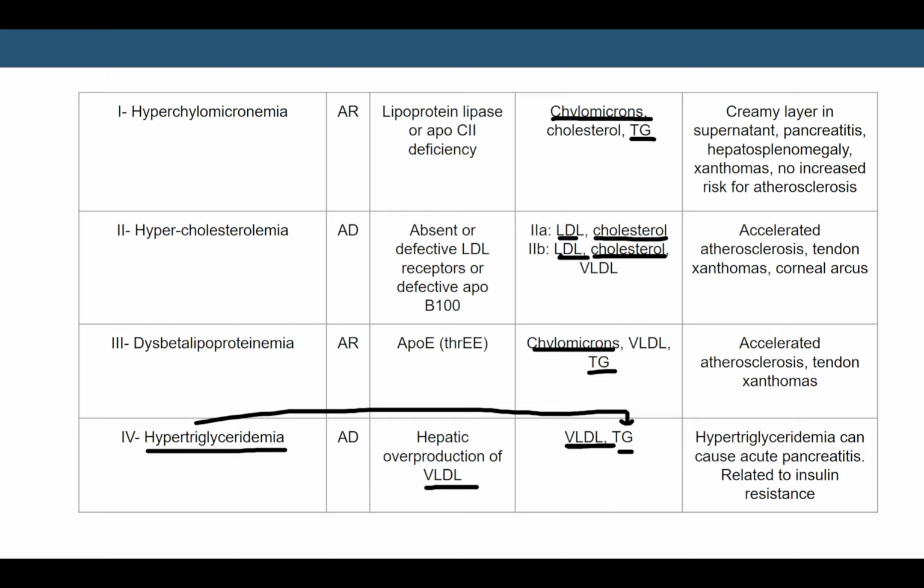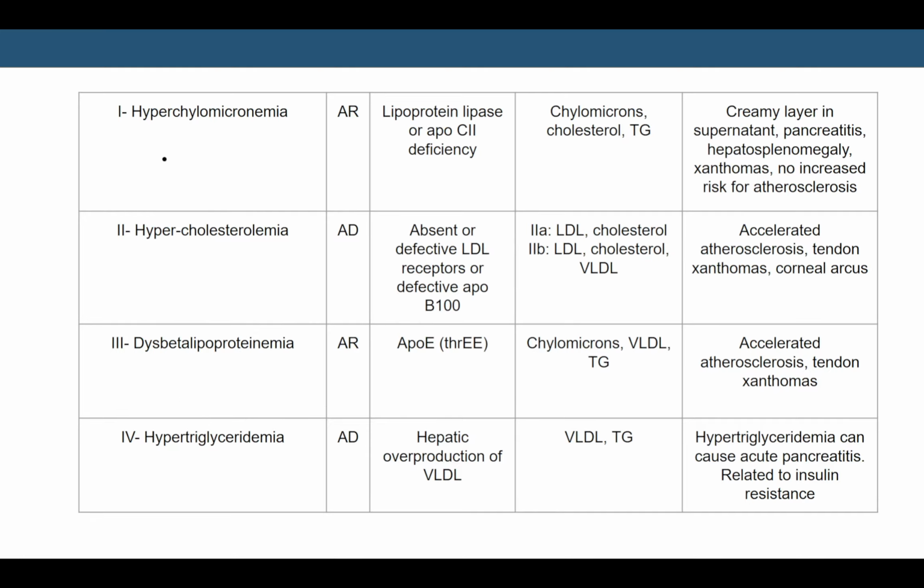Now you just have to know one thing. VLDL is going to be increased in type 2, 3, and 4. And type 4 is easy to remember because it's basically hepatic overproduction of VLDL, so it's increased in type 2 and type 3 as well. And since in type 2 cholesterol was increased, it's also going to be a little bit increased in type 1. So you have to really memorize these because they tend to come up in the exams. And it's very important to know all of these. By following these rules, it's going to be very easy.